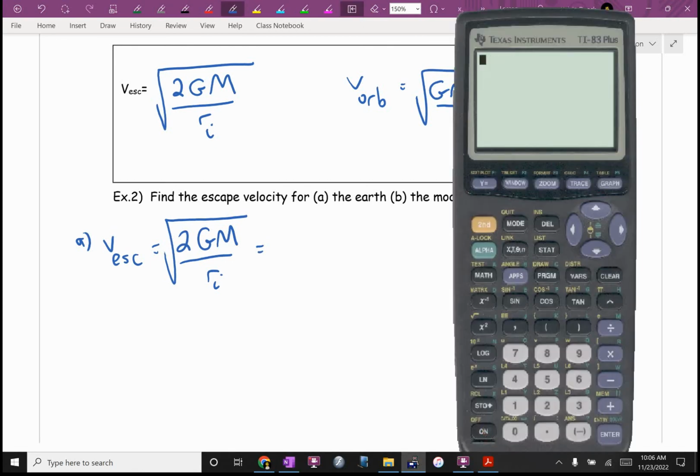This is one I would encourage all of you to try typing in, though. So I'm going to type in the square root, and then I'm going to go square root answer button. 2 times 6.67 scientific notation, negative 11 times 5.98 scientific notation, 24 divided by 6.38 scientific notation button, 6. I know this answer has to be wrong because I think it's faster than the speed of light. That's not escape velocity.